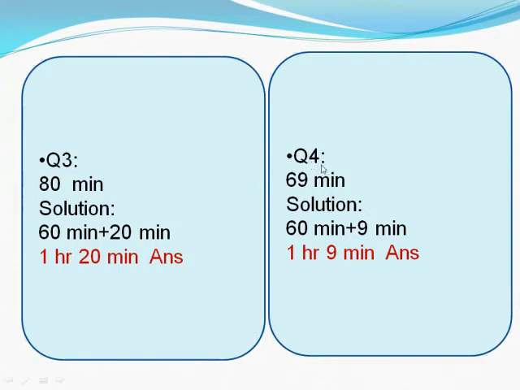Now move to question number 4 from the same exercise. 69 minutes. See the solution. The breakup of 69: how many 60s are in 69? Only one 60 is present in 69, plus 9 minutes. 60 minutes plus 9 minutes means 69 minutes. This 60 minutes is converted into the hour. 60 minutes is equal to 1 hour plus 9 minutes. So 69 minutes has 1 hour and 9 minutes.